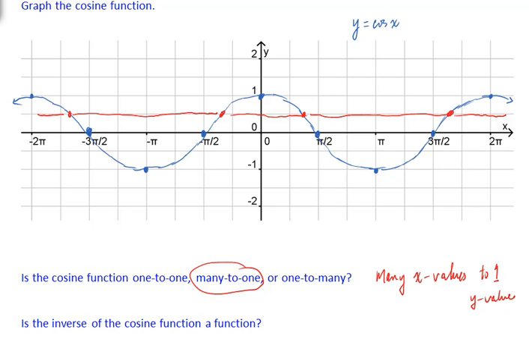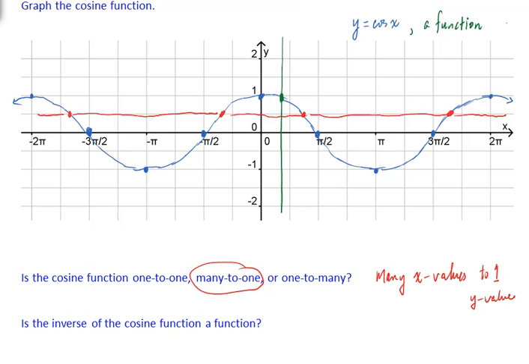So this is still a function though, right? Yeah. Any vertical line will touch the curve only in one place. So here's a typical vertical line. It only touches once. So this is a function. y equals cos x is a function.